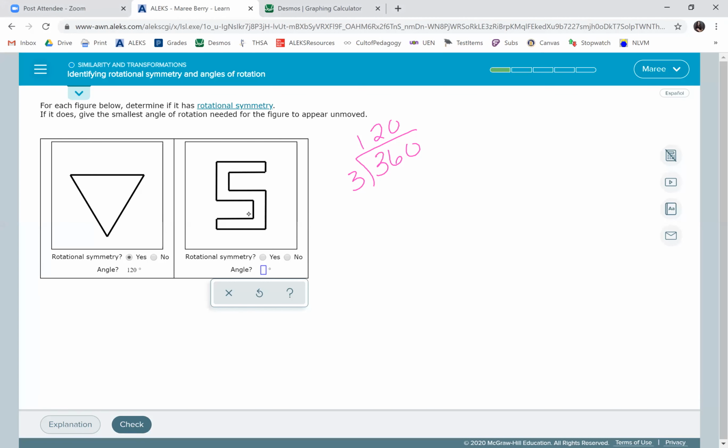Now this number 5, I believe that we could turn it upside down and it will still look the same. So upside down is just halfway turned. So we do 360 divided by 2 to get 180. So basically we're just turning it completely upside down. So it'd be 180 degrees, and that would be the angle of rotation for that one.